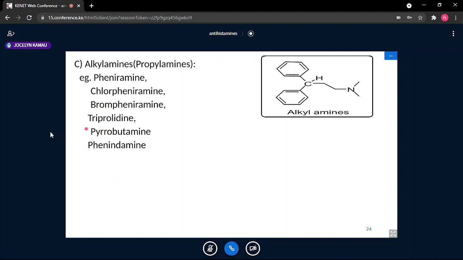These two have unsaturation, and that's what I was explaining. When you look at this structure, you just remove this hydrogen, you remove one hydrogen here, and you put a double bond there. So triprolidine and pyrrobutamine are unsaturated. Phenindamine is where this is part, as we have said earlier, of a heterocyclic ring with retention of activity. So that is group C.